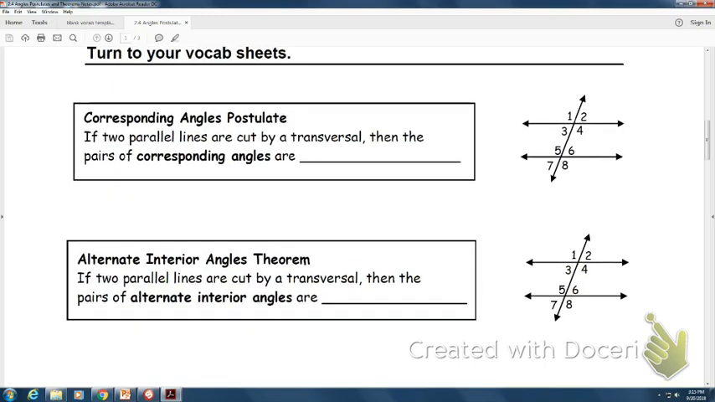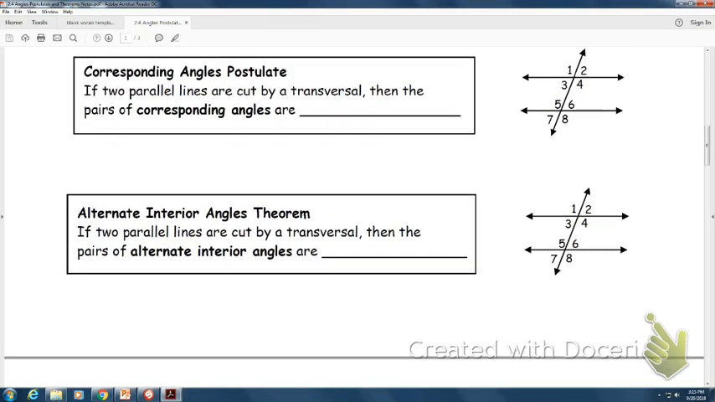Awesome. Okay. We're going to fly through these next parts because we already filled out our vocab sheet. So you guys fill in the blank as I say it aloud. If 2 parallel lines are cut by a transversal, then the pairs of corresponding angles are congruent. I want you to take your marker, highlighter, pen, whatever you have, and mark a set of corresponding angles. Then take a different color and mark another set. And then a different color and mark a third set. And then the 4th and final set.